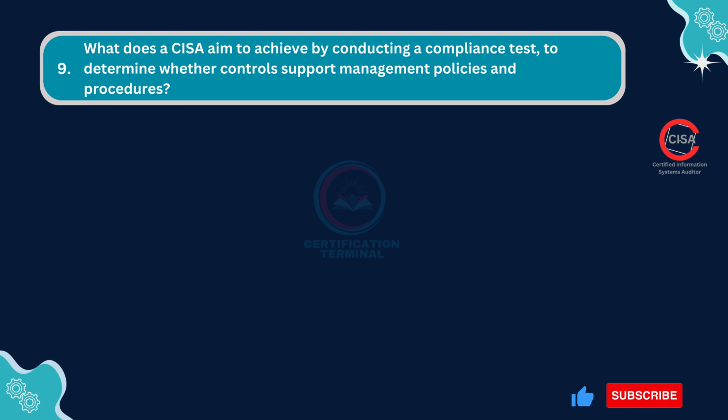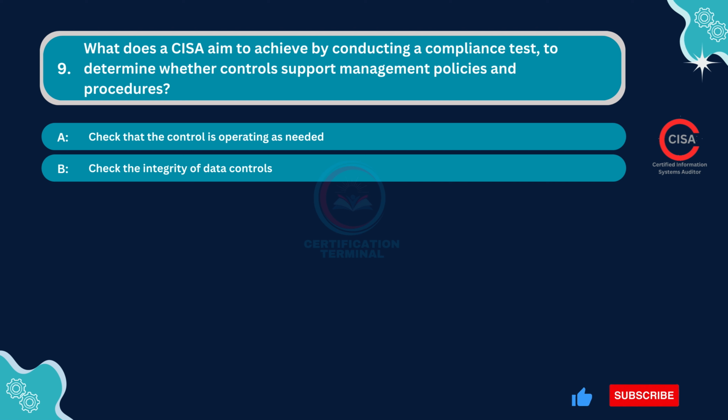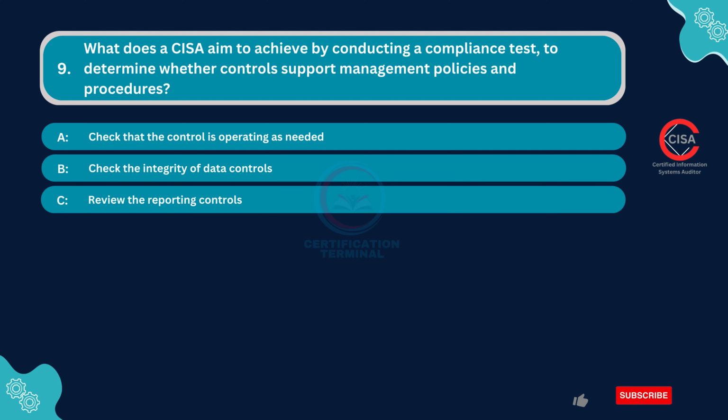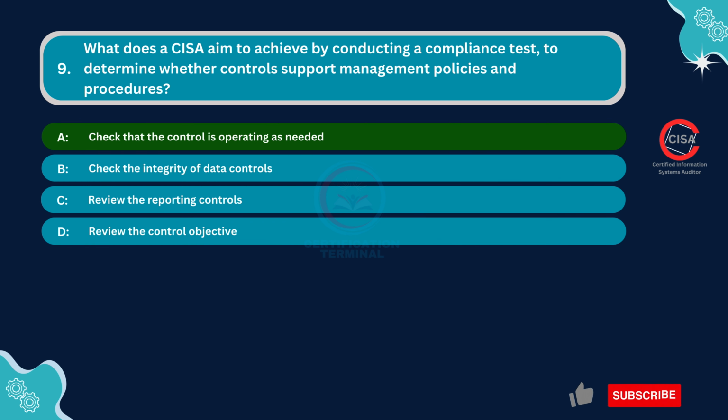Question number 9. What does a CISA aim to achieve by conducting a compliance test to determine whether controls support management policies and procedures? Option A, check that the control is operating as needed. Option B, check the integrity of data controls. Option C, review the reporting controls. Option D, review the control objective. The correct answer is Option A, check that the control is operating as needed.